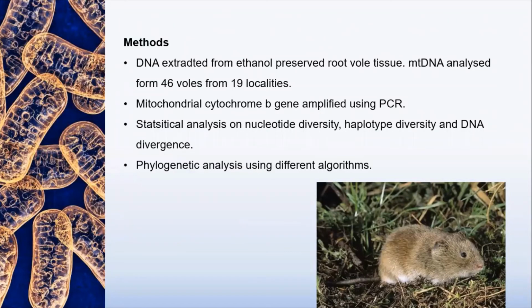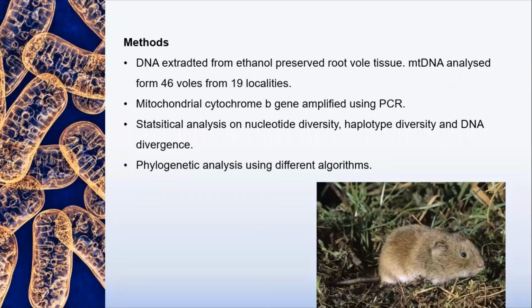For the methods, they tested DNA extracted from ethanol-preserved root vole tissue. Mitochondrial DNA was analyzed from 46 root voles from 19 localities. The mitochondrial cytochrome B gene was amplified using the polymerase chain reaction. Statistical analysis was done on nucleotide diversity, haplotype diversity, and DNA divergence.